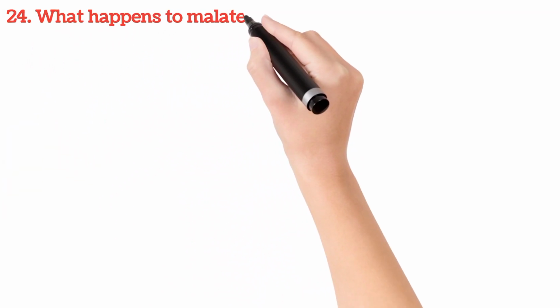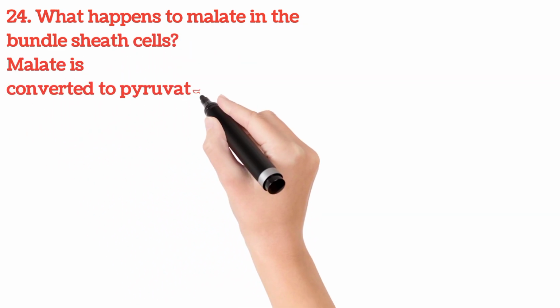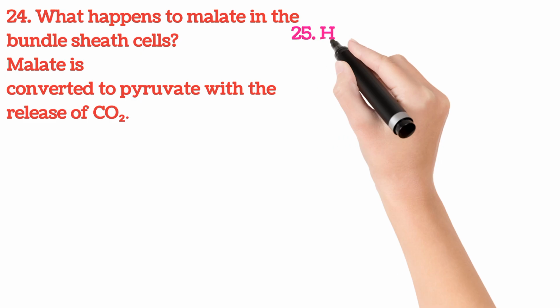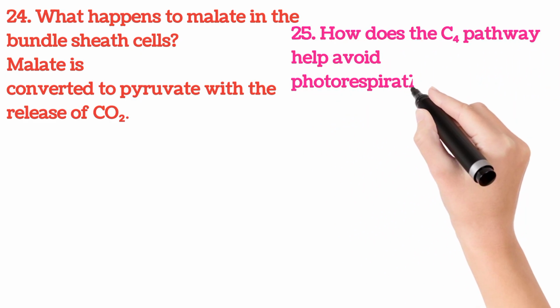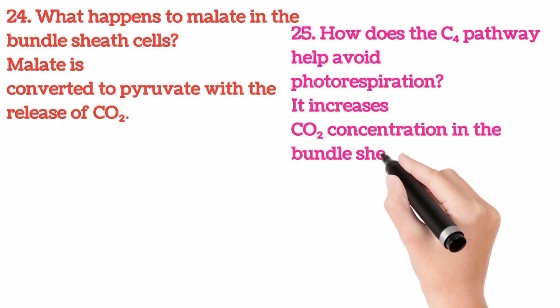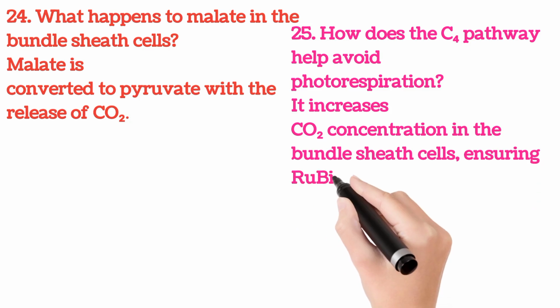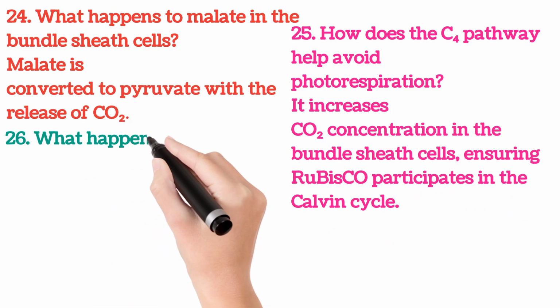24. What happens to malate in the bundle sheath cells? Malate is converted to pyruvate with the release of CO2. 25. How does the C4 pathway help avoid photorespiration? It increases CO2 concentration in the bundle sheath cells, ensuring RuBisCO participates in the Calvin cycle.